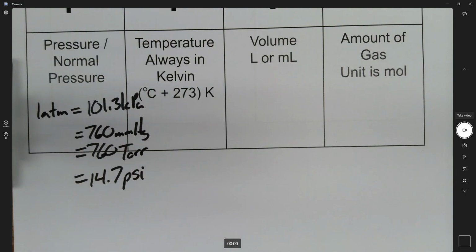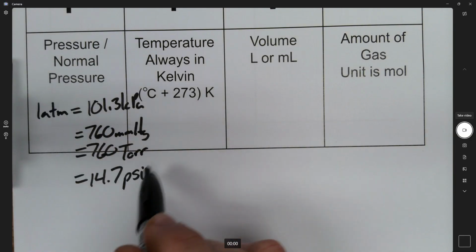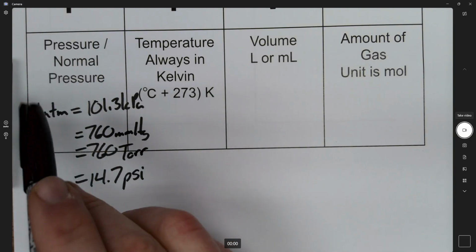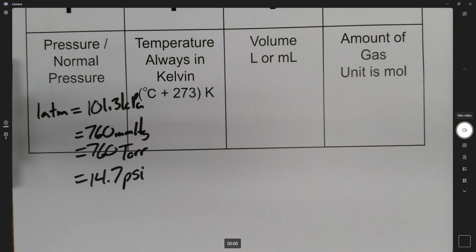In the questions that you are going to see in the coming weeks, your pressure can be in any one of these five different scientific units. Mostly you will see them in atmospheres or kilopascals, but it's going to be on you to know these equalities. And for those watching at home or later, these are the equalities I'm talking about.